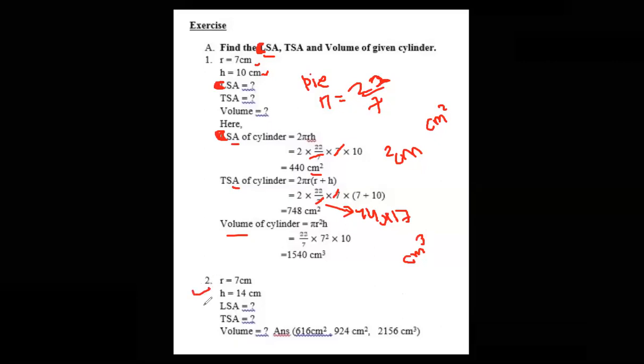Question number 2. Please do it yourself quickly. We have less time left now. So radius is given 7 centimeter, height is given 14 centimeters. So find out, it is not the LSA, it is CSA. So CSA equals question mark, TSA equals question mark, and volume equals question mark. And the answers are given. So please match your answer whether it is right or not. Tell me whether I am correct or not. Just 2 minutes will be given.